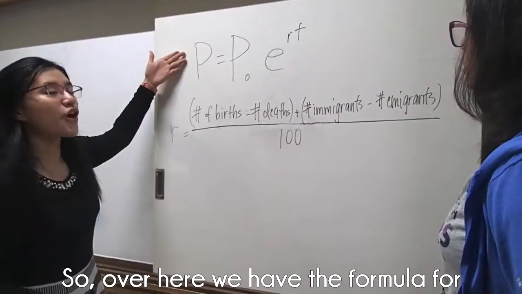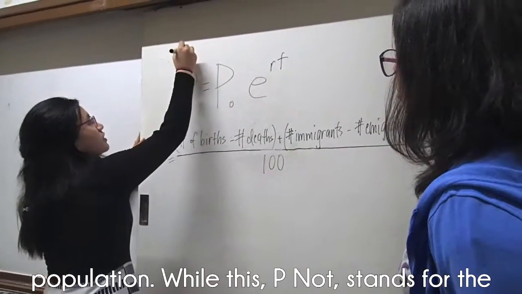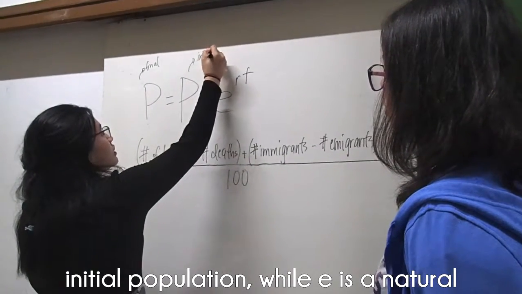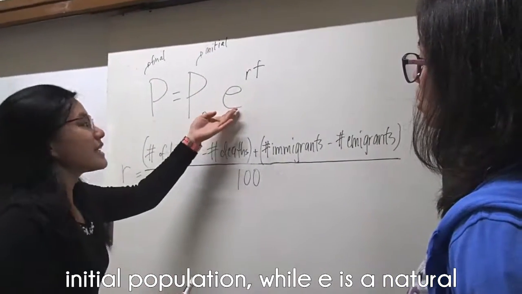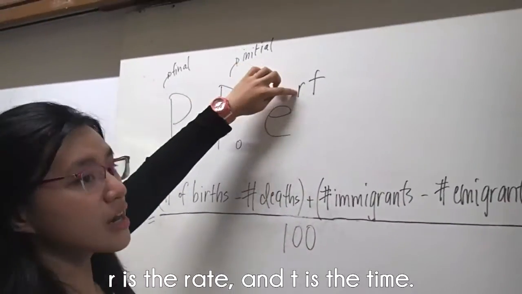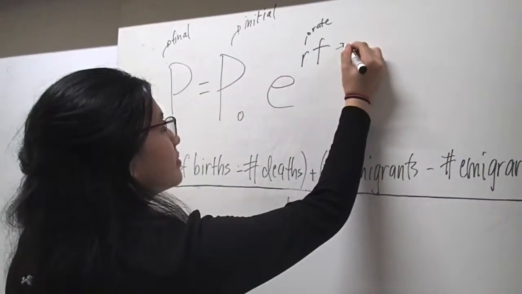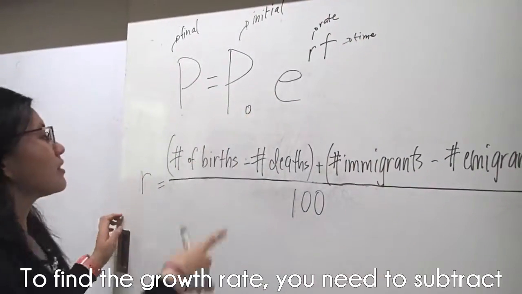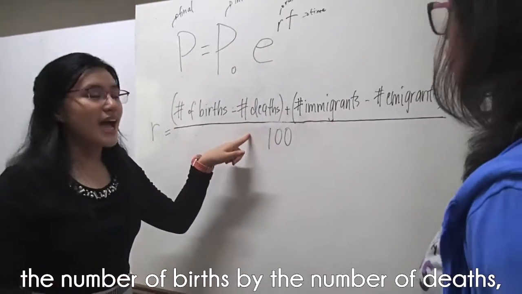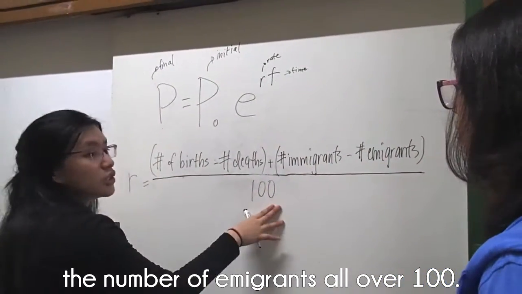So over here, we have the formula for population growth. P stands for the final population, while P naught stands for the initial population, while e is the natural exponential with a value of around 2.72. r is the rate, and t is the time. To find the growth rate, you first need to subtract the number of deaths from the number of births, added to the number of immigrants minus the number of emigrants, all over 100.